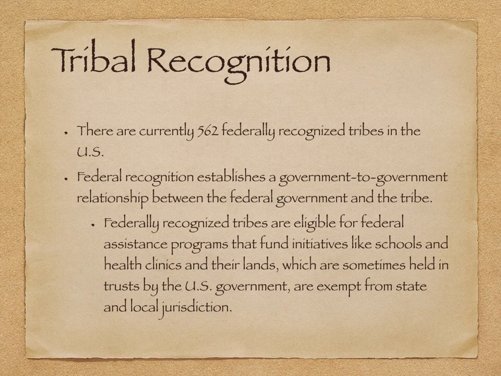There are currently 562 federally recognized tribes in the United States. Federal recognition establishes a government-to-government relationship between the federal government and the tribe. In other words, as tribes are recognized, it sets up a situation in which they are recognized almost as if they were a foreign government, and there should be liaisons between the tribes and the federal government.